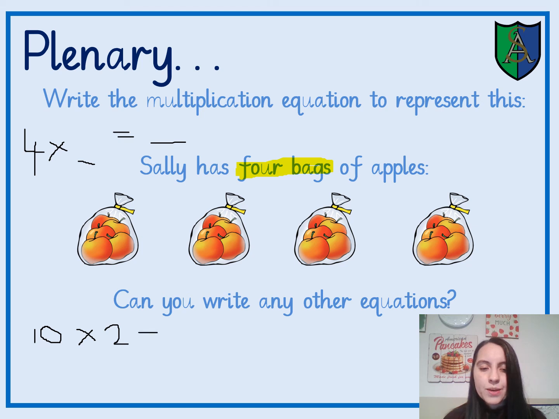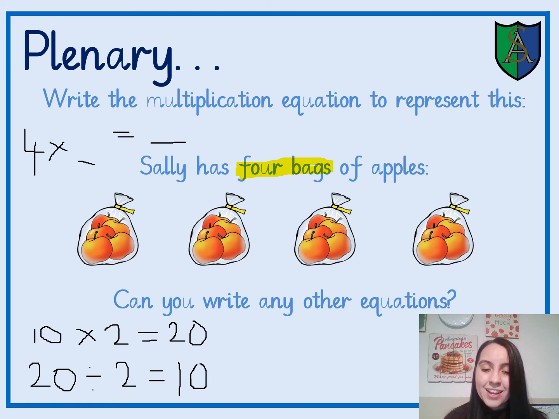10 times 2 equals 20. So we were checking this by using the inverse operation, which is division. We might do 20 divided by 2 equals, and of course the answer is 10. So we know that this one is correct because we've used the inverse to check it.